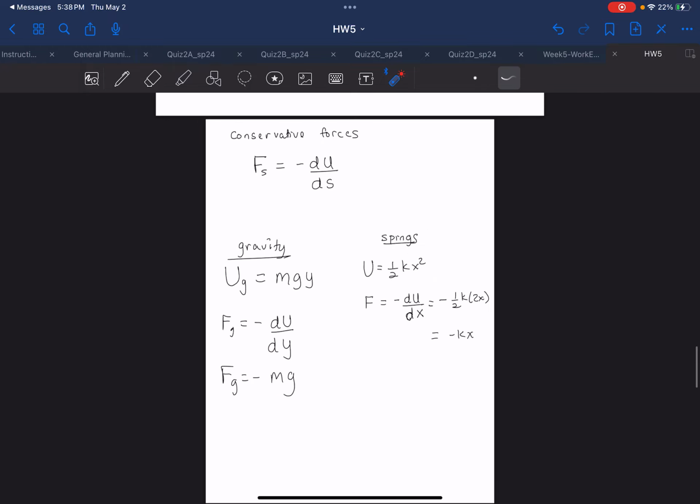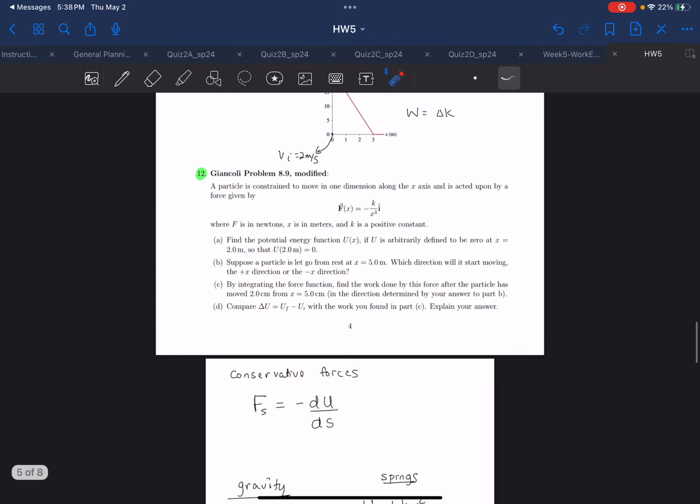So this is just to help demonstrate this idea to you. We didn't quite get to it in class. Now, knowing this, let's look at this problem. We're given a particle that's constrained in one dimension and is acted upon by a force that's given to us here. Find the potential energy function that is associated with this force, and if U is arbitrarily defined to be 0 at x equals 2, what is our potential energy function going to be?